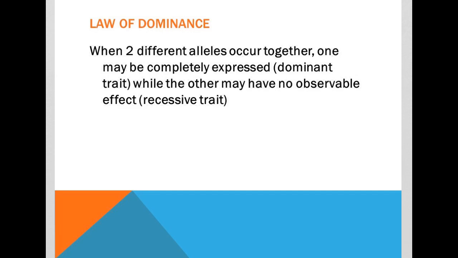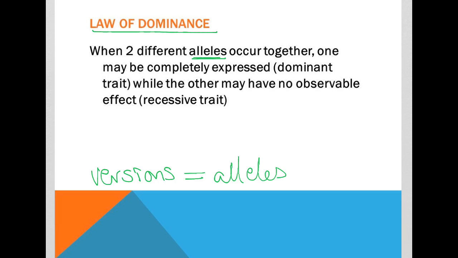His first law that we're going to talk about specifically is the law of dominance, where 2 different alleles, so we call those versions of traits alleles. So for example, I can have a certain gene for eye color, and the different versions of that eye color gene could be blue or brown or something like that.